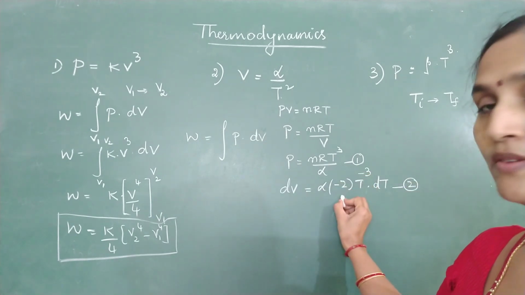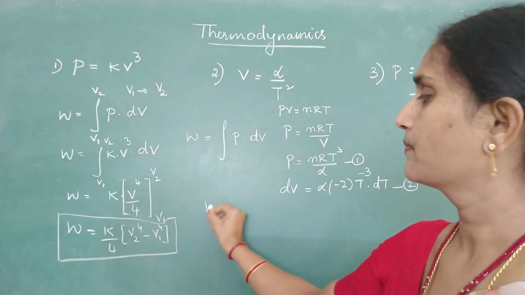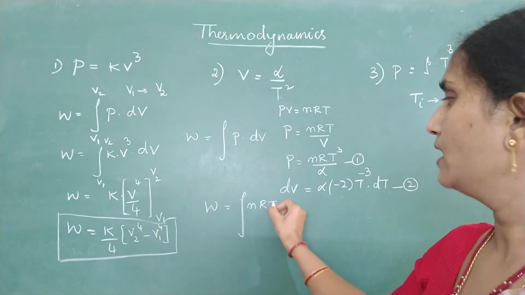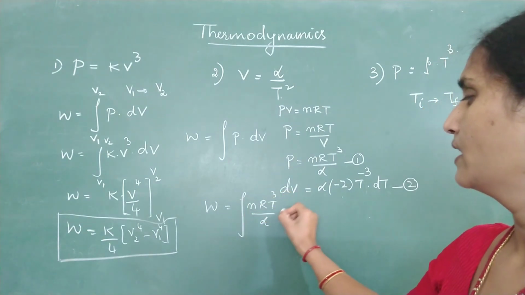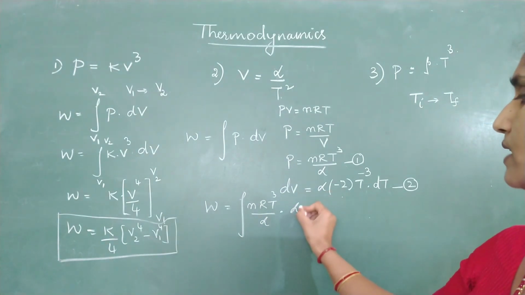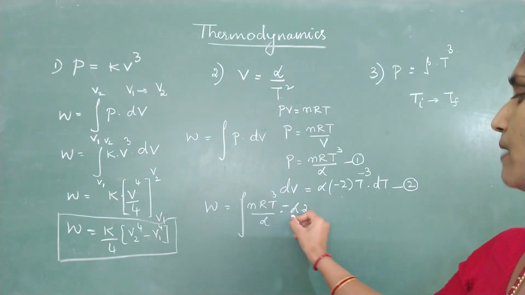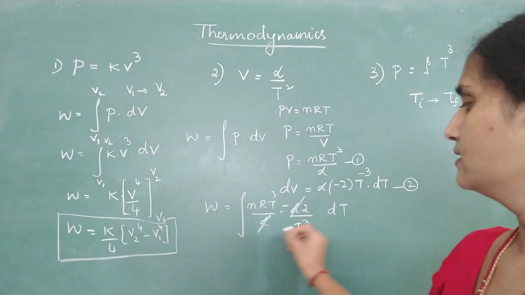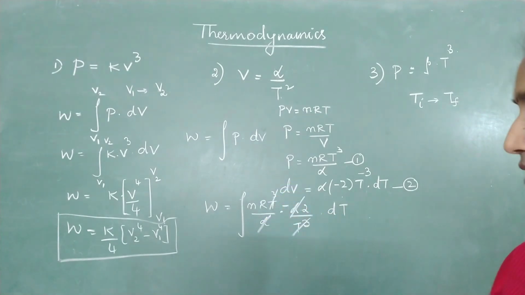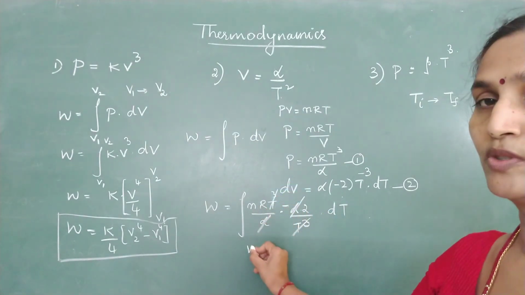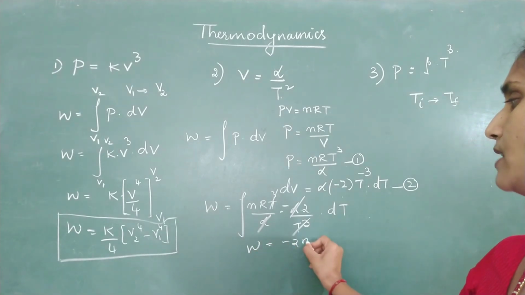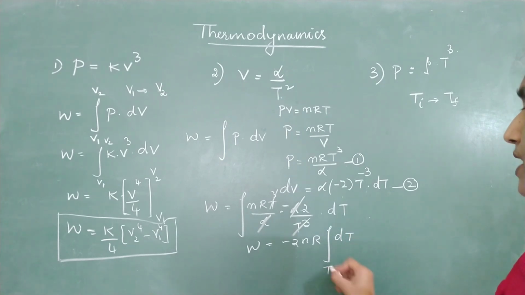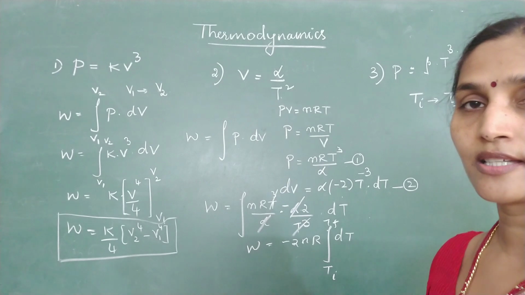See, we got pressure, we got dV. Put both of them in this. What will be work done equal to? Integral P dV: nRT cube by alpha, into alpha, minus 2 divided by T cube into dT. Alpha got cancelled, T cube and T cube also got cancelled. We are left with minus 2 nR. So remove this minus 2 nR outside. Minus 2 nR integral of dT, temperature changing from T initial to T final, whatever limits they have provided.